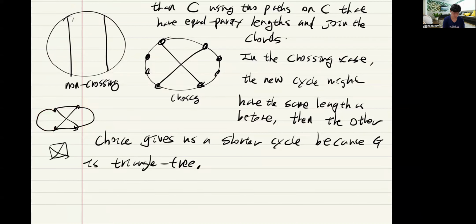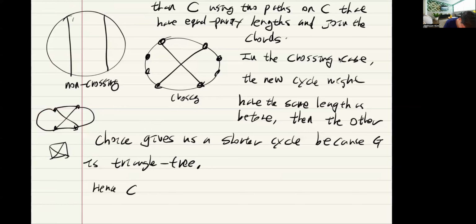So triangle free means that this is not just length 1. This is a path with longer length. This is a path with the longer length. So this contradicts the minimality of this shortest given cycle. And the conclusion is C has at most one chord.